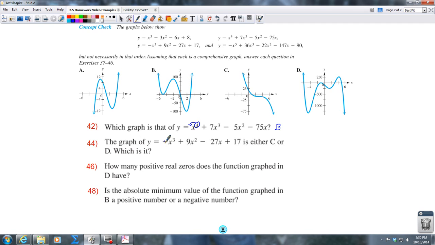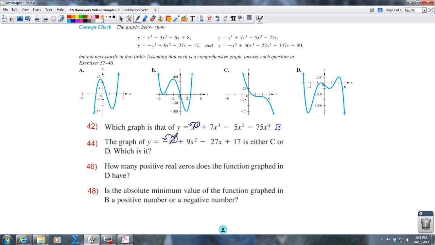Number 44, the graph of y equals negative x to the 3rd power plus 9x squared minus 27x plus 17 is either C or D. Which is it? If we start off with the concept of what we just learned a second ago, it's got to be the snake graph turned upside down. Since the parent graph normally goes down to the left and up to the right, the reflection will be up to the left and down to the right in this direction. C and D, up, down, up, down. Both of them have those same characteristics, so we got to look at something else that we know.